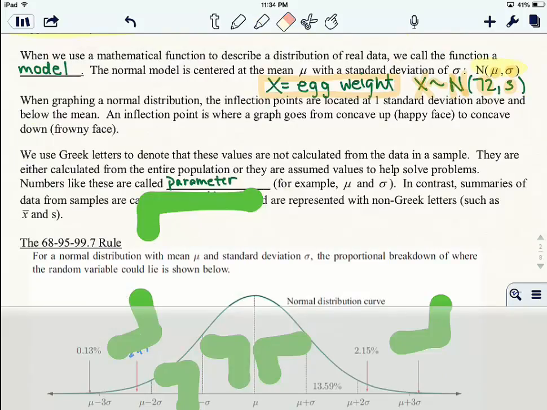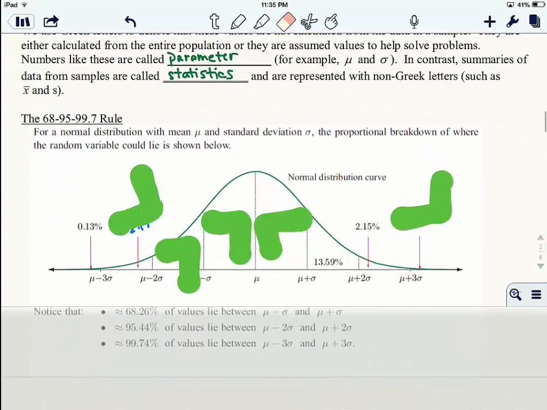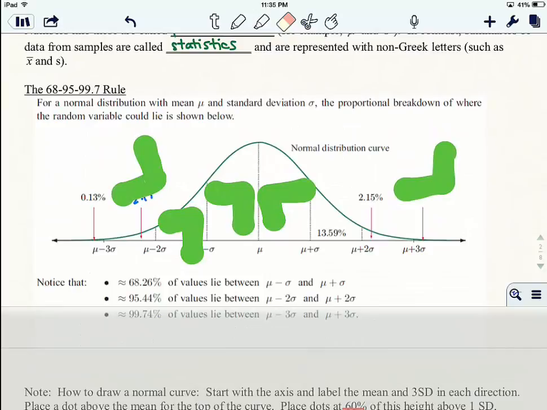We use Greek letters to denote that these values are not calculated from the data in a sample. They are either calculated from the entire population or they are assumed values to help solve problems. Numbers like these are called parameters, for example, mu and sigma. In contrast, summaries of data from samples are called statistics and are represented with non-Greek letters such as x bar and s.